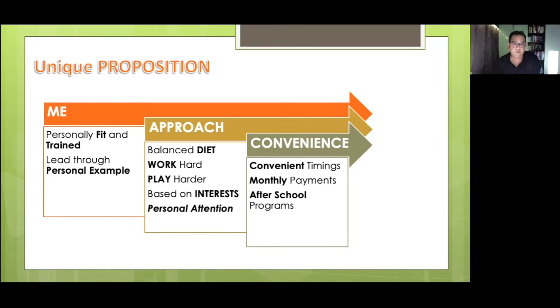Now, mom, dad, before you get worried about how much time I will have for studies, I will come to that in a moment. But coming back to the other unique propositions that I will offer: firstly, the approach would be one of working hard, playing hard. A lot of the workouts will be developed around personal interests that our users will have. I also want to offer convenient timings, monthly payment options and after school programs, so it's not a burden for any particular parent at one go.